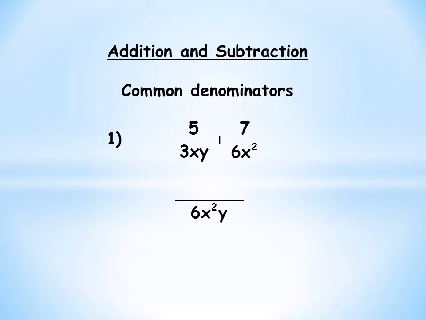The next thing you need to do is look at your first fraction and say, well, what do I have to multiply it by in order for the denominator to be 6x squared y? Well, you'll have to multiply by 2x. You'll have to do the same for the second fraction. You'll have to take a look and say, well, what do I have to multiply it by in order for it to have a common denominator of 6x squared y? And you'll have to multiply it by y. So in the numerator, you'll have 10x plus 7y.